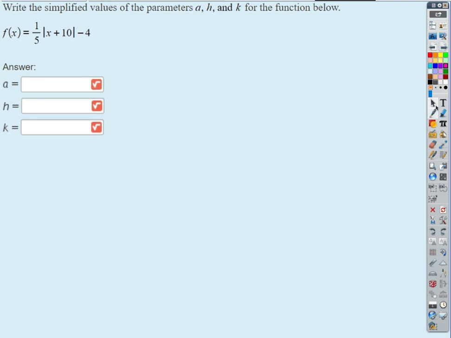So what's a? 1/5. We know that because it's what's being multiplied outside by the function. What's k? -4. And you guys already, that's the one I was saving the hardest for the last, but you already got it. What's h? -10. Good. And that's the one that's tricky because remember, it's what's being subtracted from x, and so it's always going to be the opposite of whatever that operation is inside the function, right?